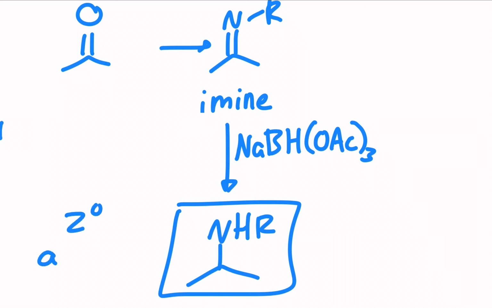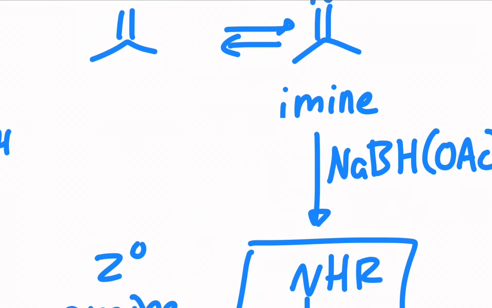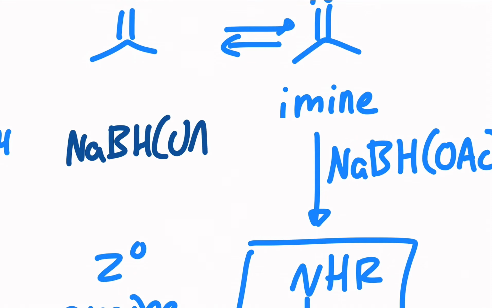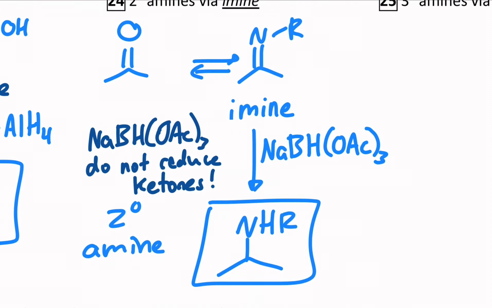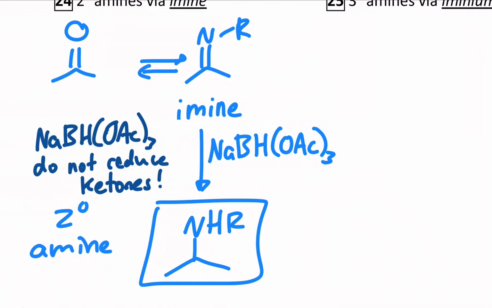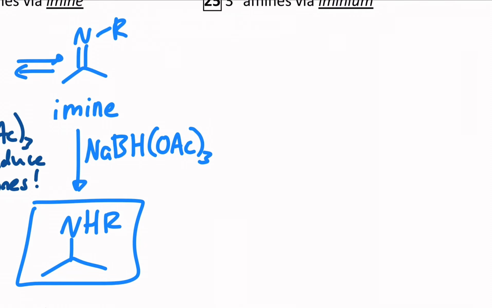So I can get a secondary amine specifically from the imine, which is reversibly formed from the ketone. So luckily, things like NaBH(OAc)3 do not reduce ketones. So I'll selectively go for the imine as opposed to the ketone. Similarly, we can do the same kind of thing for a tertiary amine.